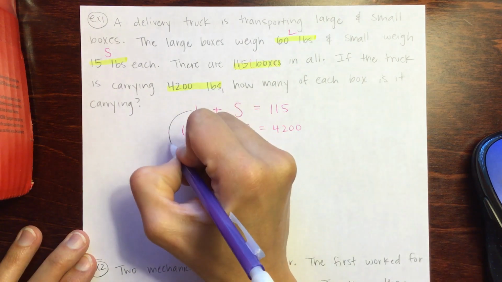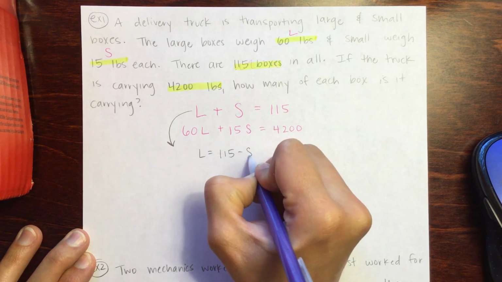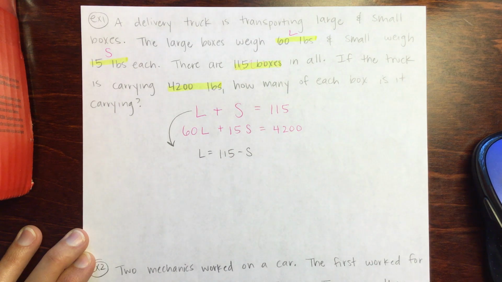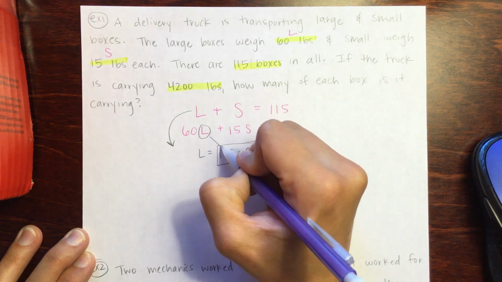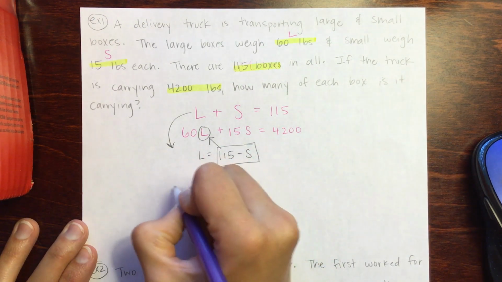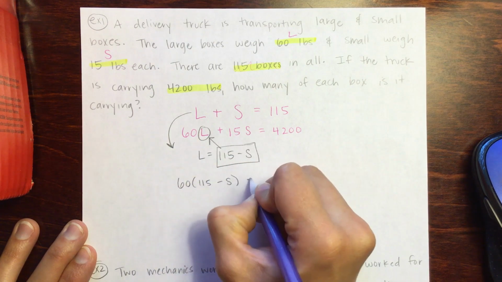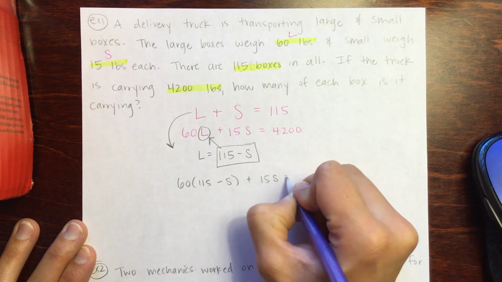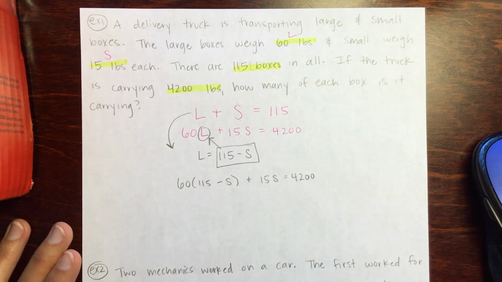All right, I'm going to solve this and rewrite it as L equals 115 minus S. If I subtract my S over to the other side, I know that all of this is how many large boxes I have. So I can replace the L in my first equation with 115 minus S. Sorry. I'm used to using X's, not different letters. All right, let's solve now.